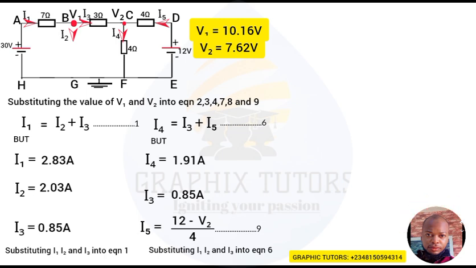Now substitute our V2 into equation 9. So equation 9 is for looking for I5. So my I5 will now be 12 minus V2 over 4. And we know V2 is what? 7.62. So 12 minus 7.62 all over 4 is equal to what? 4.38 all over 4. So that will now give me 1.09 ampere. So my I5 is what? 1.09 ampere.